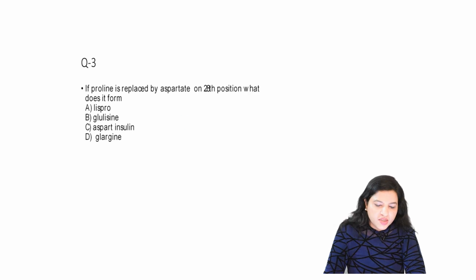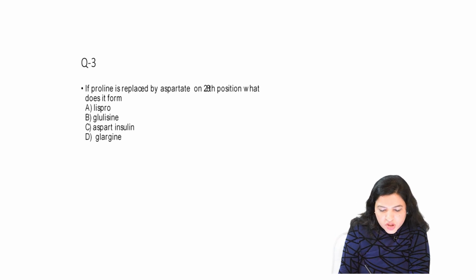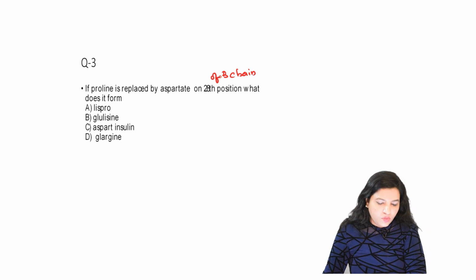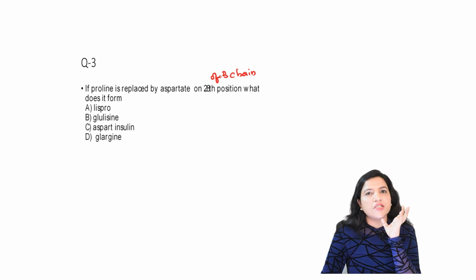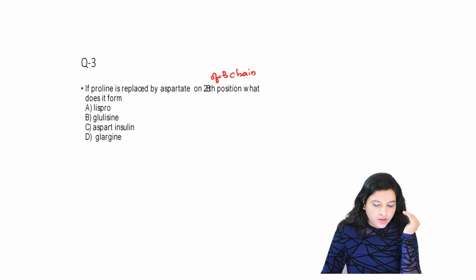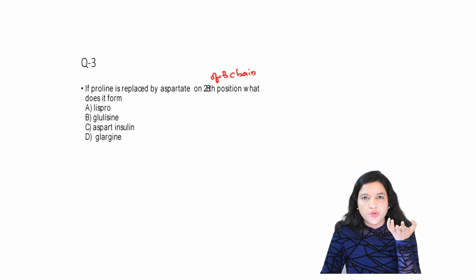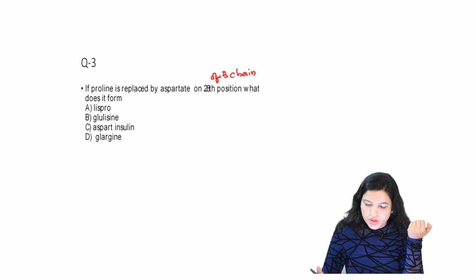If proline is replaced by aspartate on 28th position of the B chain, what does it result, or what does it form? So this is about the various insulin preparations. We'll discuss about the various insulin preparations, then I'll come back to this question once again.